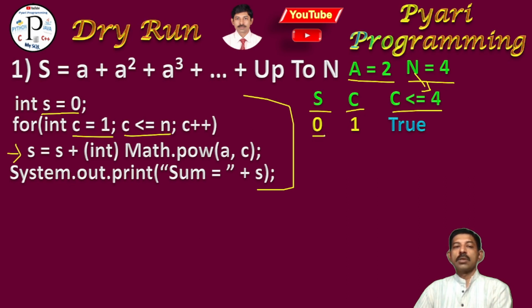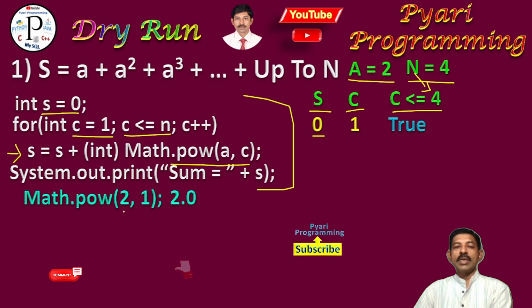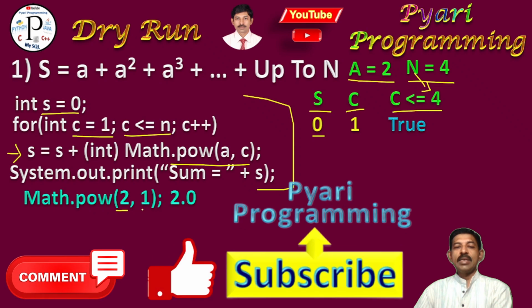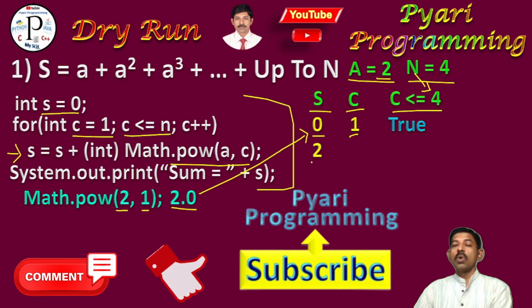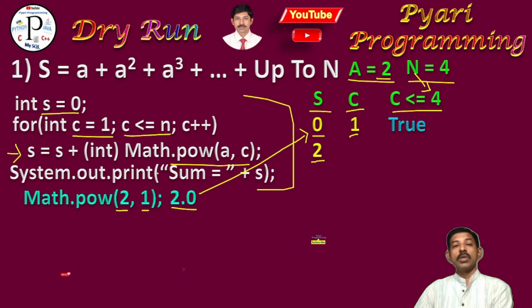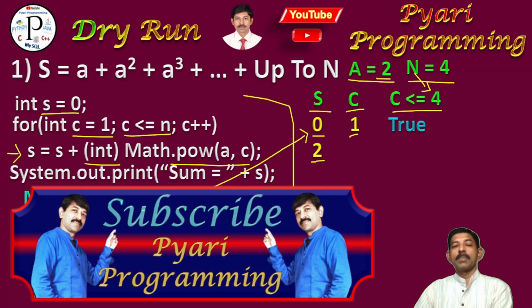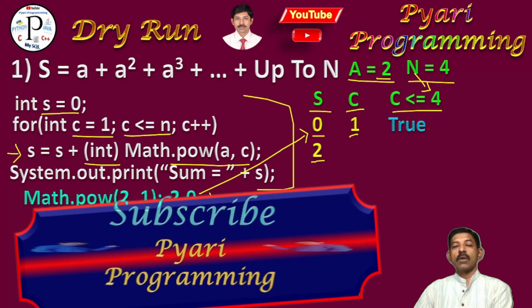Sum initial value was 0. Then I have to calculate this power value, a to the power c. What is a? A value is 2. What is c? C value is 1. We can get it from here. C value is 1 and a value is 2. So 2 to the power 1 is 2.0. Why 2.0? Because the power function returns the result in the form of double. This is going to be added with the previous sum. Previous sum was 0. 0 plus 2.0 results in 2. How is it 2? Why is it not 2.0? Because of this explicit typecasting, 2.0 is converted to 2.